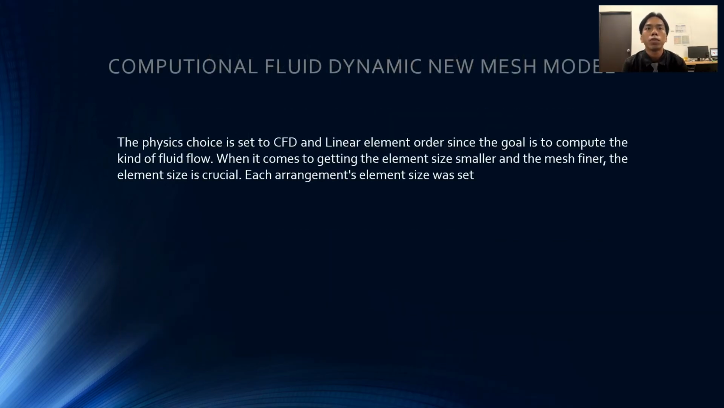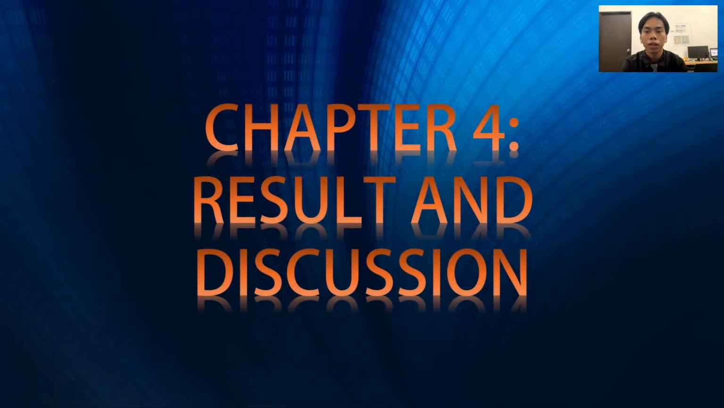For the computational fluid dynamics new mesh model, the physics choice is set to CFD and linear element order, since the goal is to compute the fluid flow. When it comes to getting the element size smaller and the mesh finer, the element size is crucial. Each arrangement's element size was set. Okay, that's all from chapter 3.